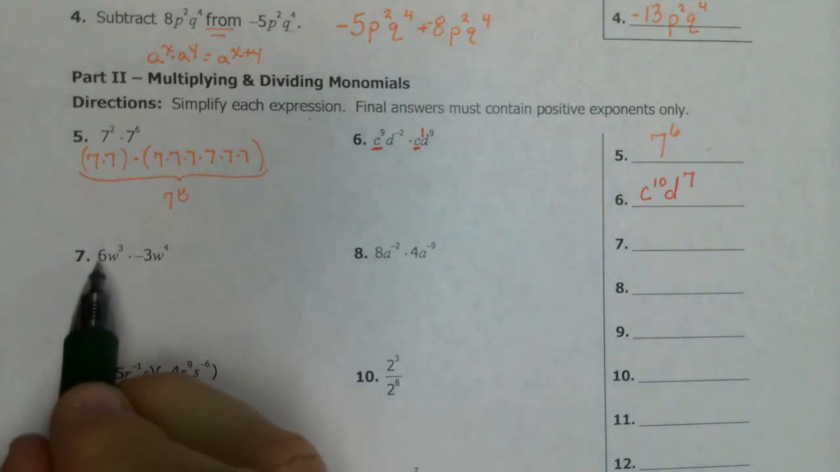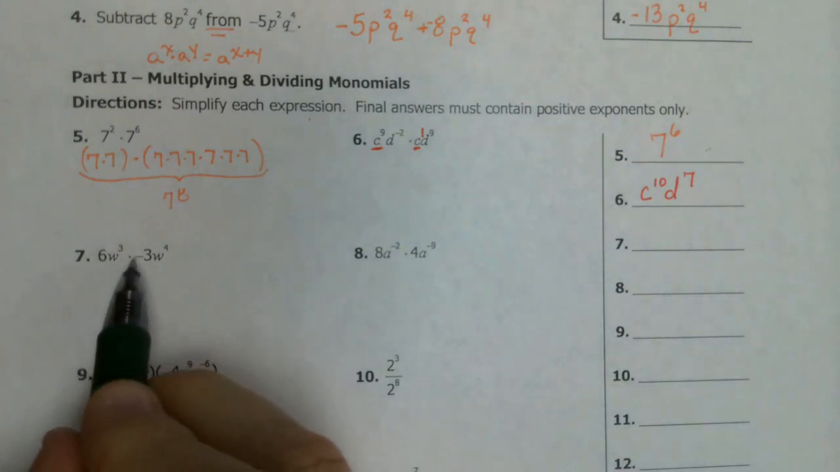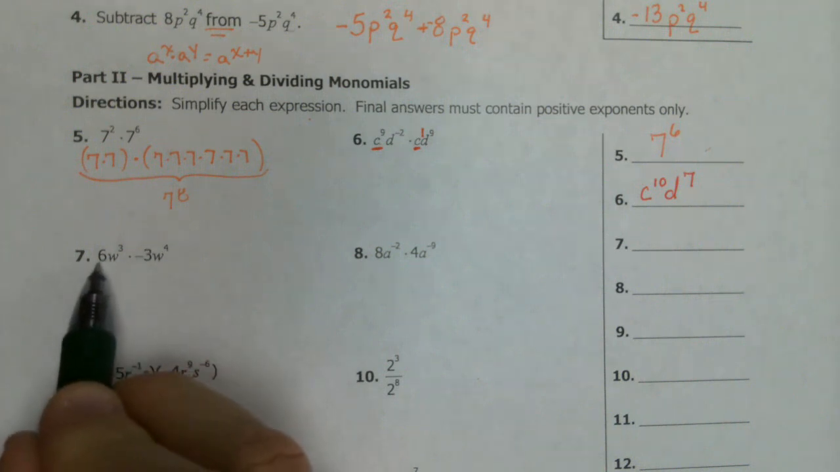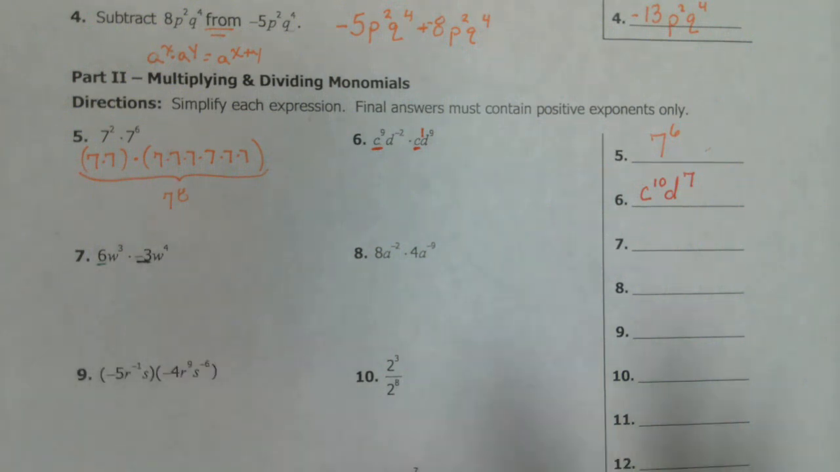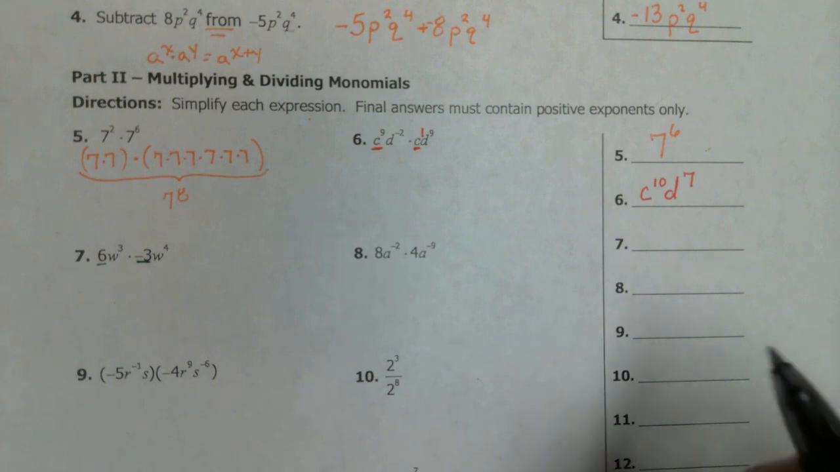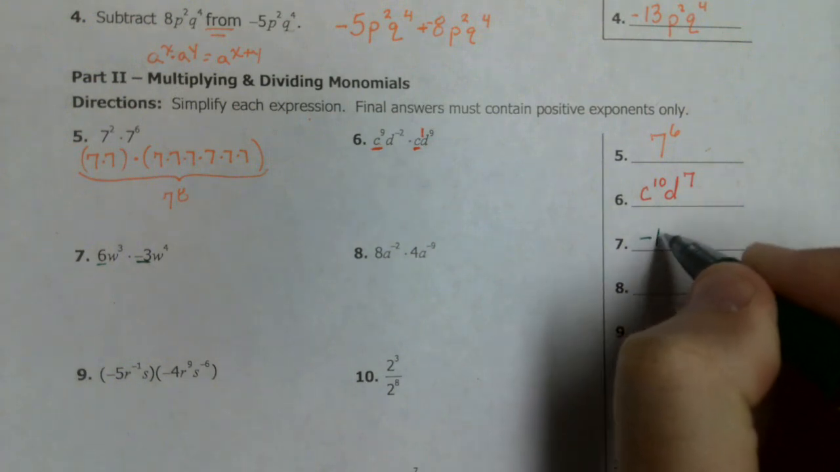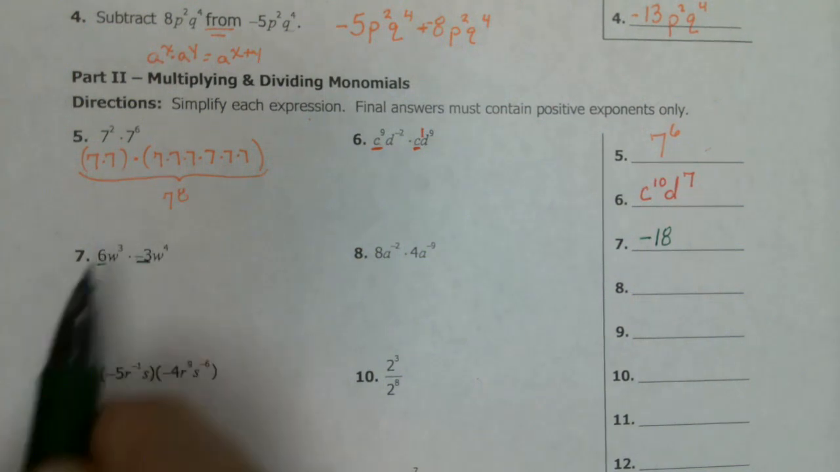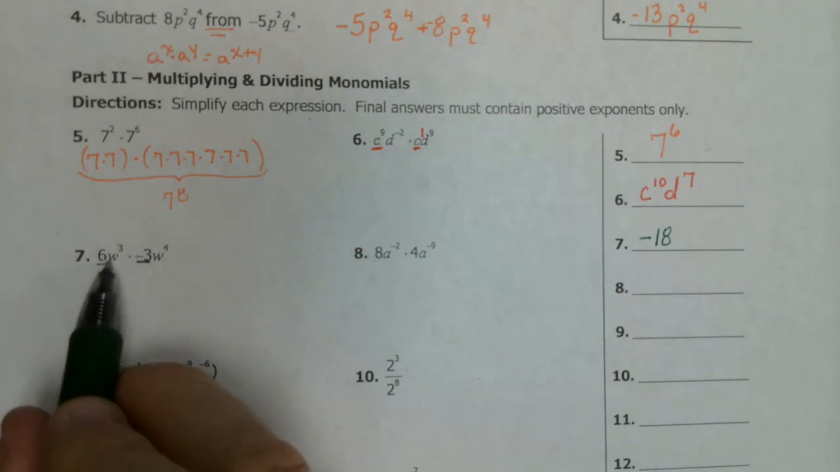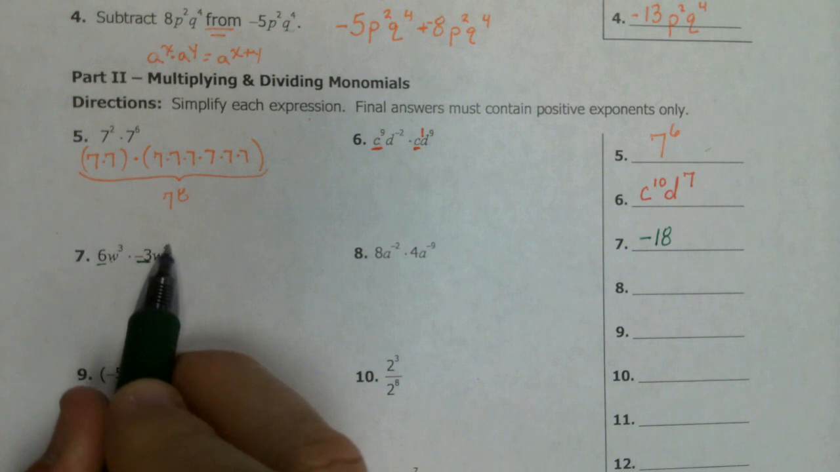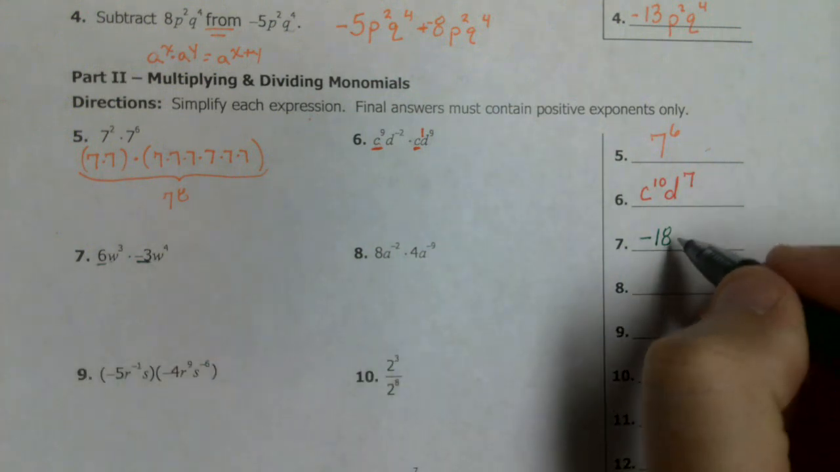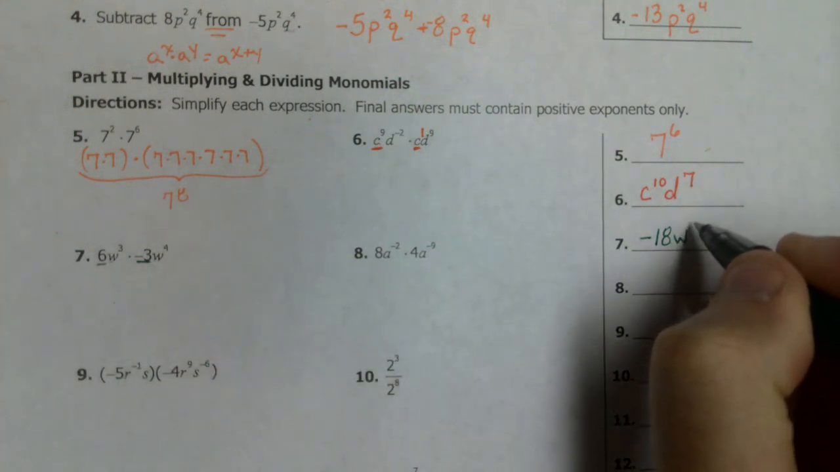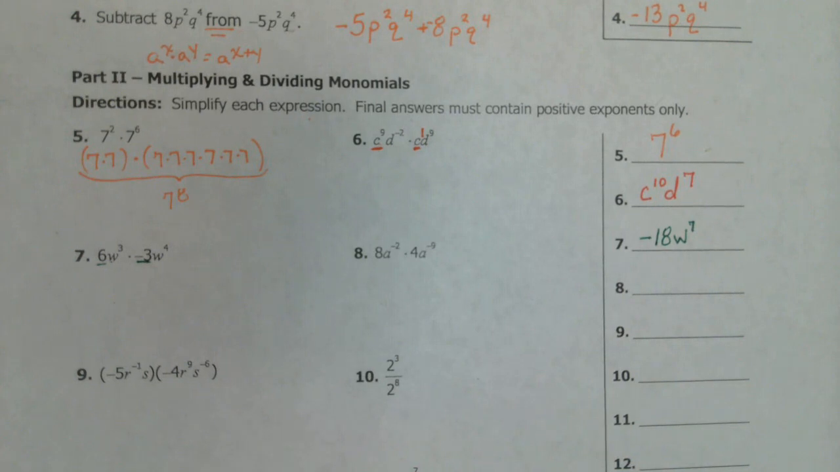As I look at number 7, 6w to the 3rd times negative 3w to the 4th. We're going to multiply our 6 times negative 3. Notice our coefficients still get multiplied. 6 times negative 3, negative 18. It's still a multiplication problem even though we have a shortcut for the exponents. Now I do my w to the 3rd times w to the 4th, multiplying with the same base, keep the base, and add the exponents.